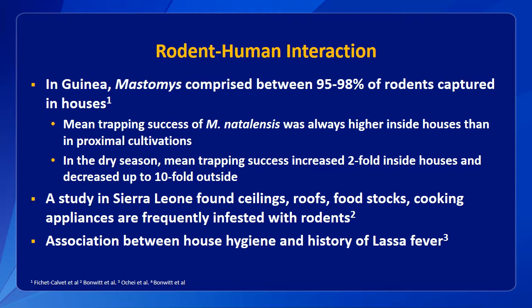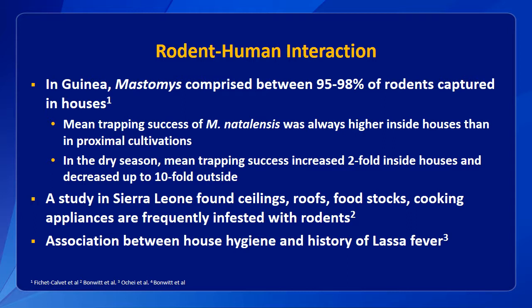In one study in Guinea, Mastomys comprised from 95 to 98% of rodents captured inside homes. The same study found that the mean trapping success of Mastomys was always higher inside houses than in proximal cultivation. During dry season, mean trapping success increased 2-fold inside homes and decreased up to 10-fold outside homes.